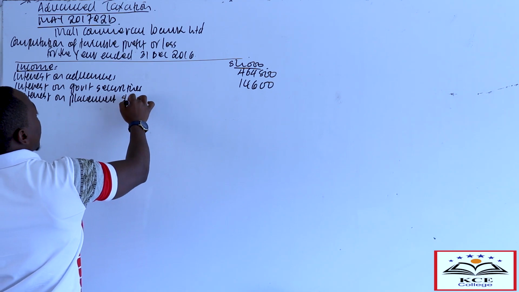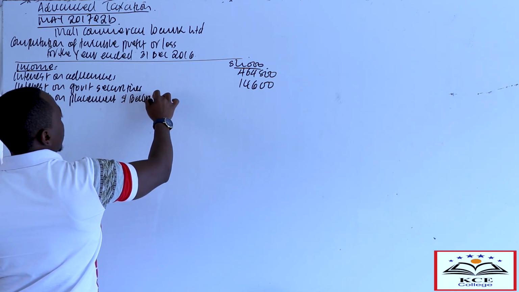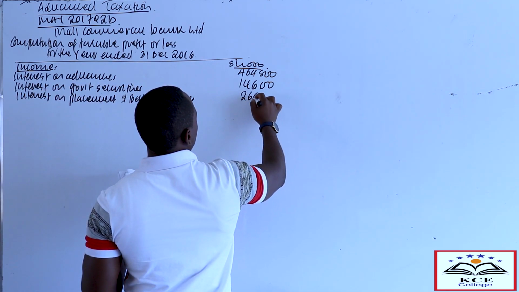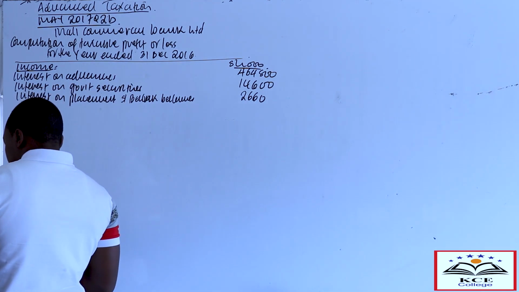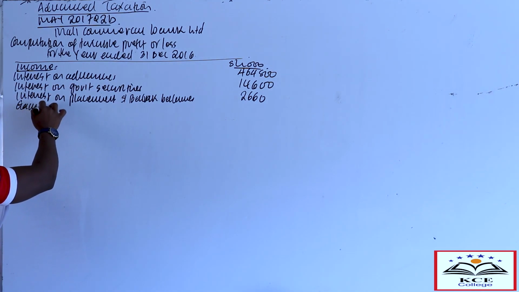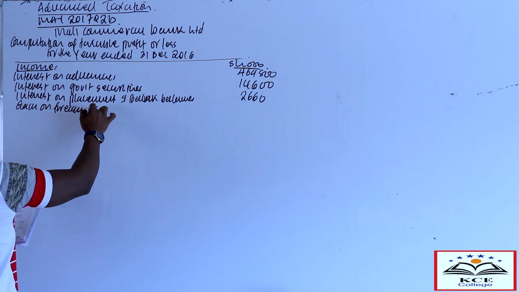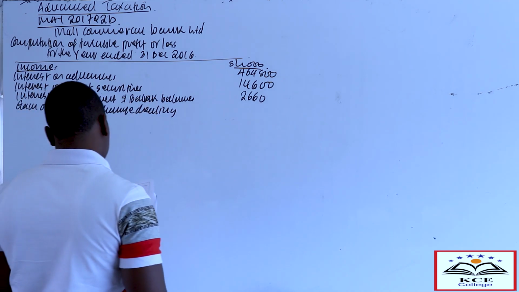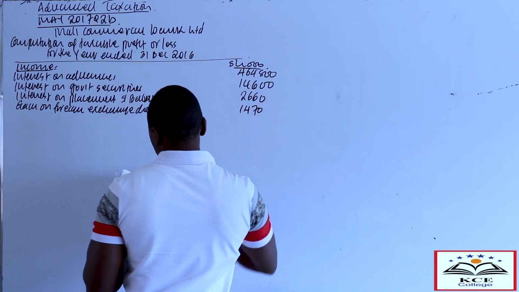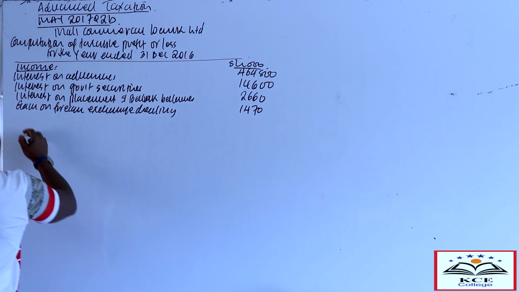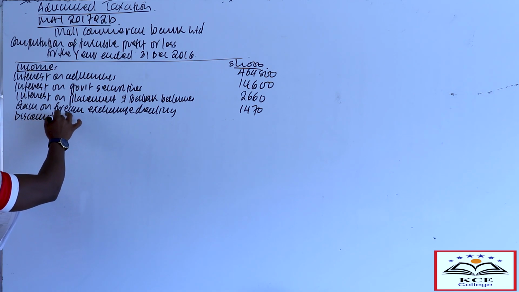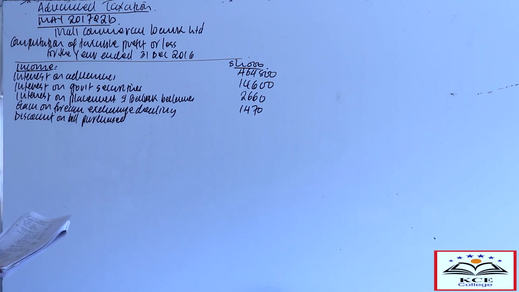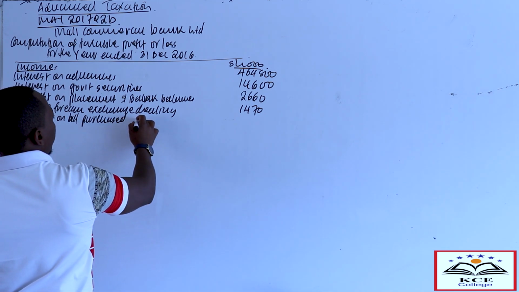Also, you have interest on placement and bank balances, an amount of 2660. Then we have gain on foreign exchange dealings. We had a gain of 1470. We had another income, discount on bill purchased. And you see, that's why I have been explaining each and every item. Discount on bill purchased was an amount of 329.